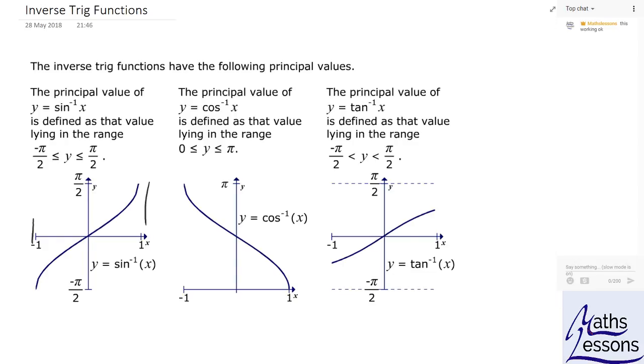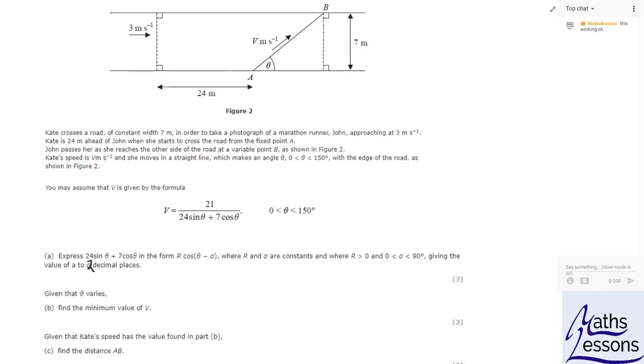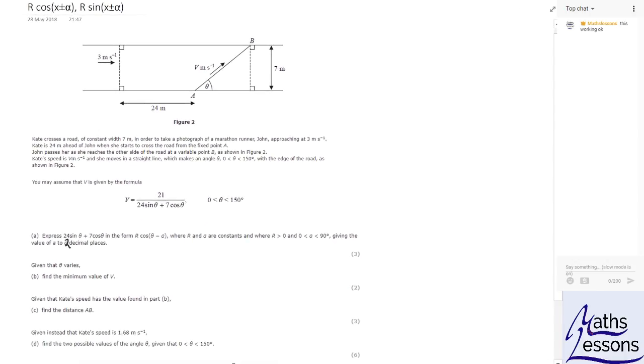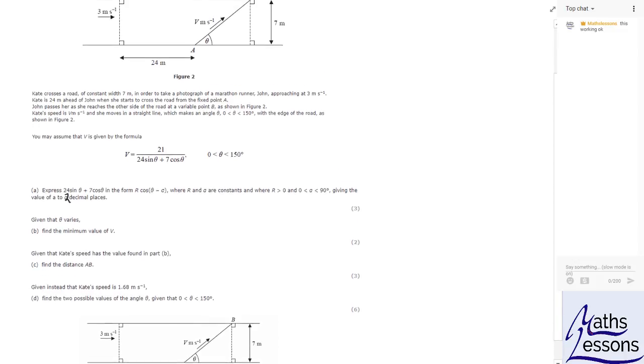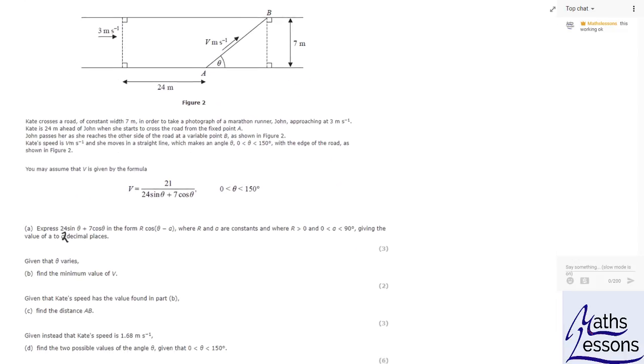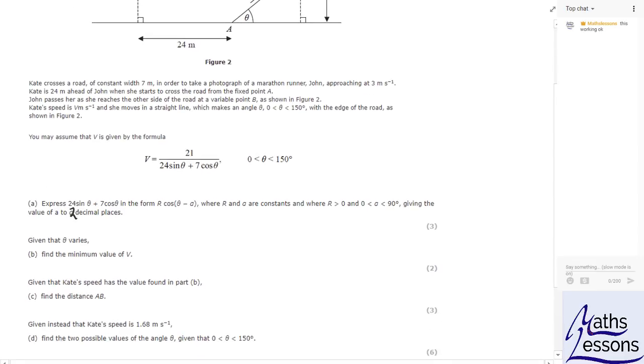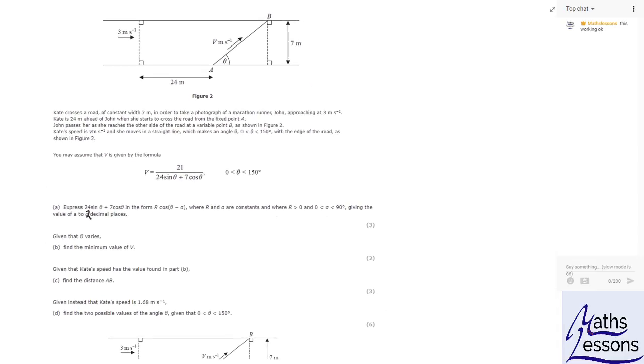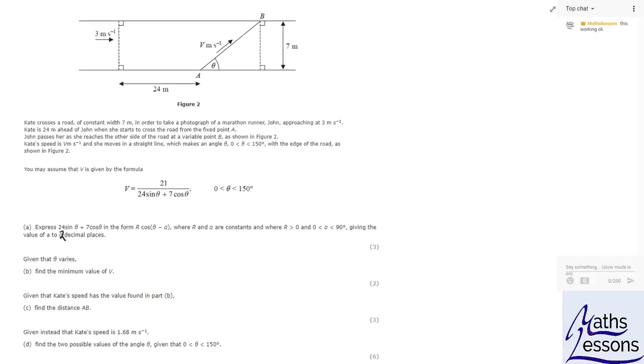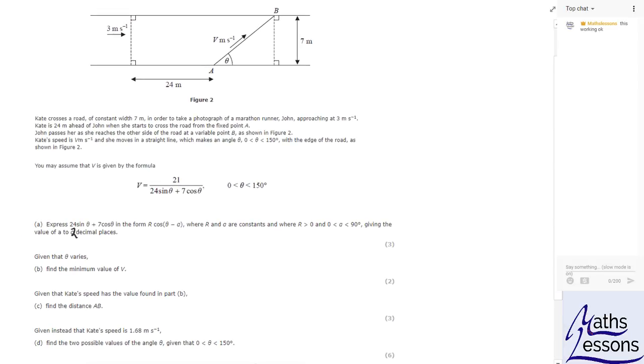So let's just crack on to our first question, which is quite a tough question and it's quite hard to fit on the screen. I can just about zoom in as much as I can. It's quite a tricky R cos(x plus alpha) type of question. I'm going to give you 10 minutes to have a crack at that to start off with.